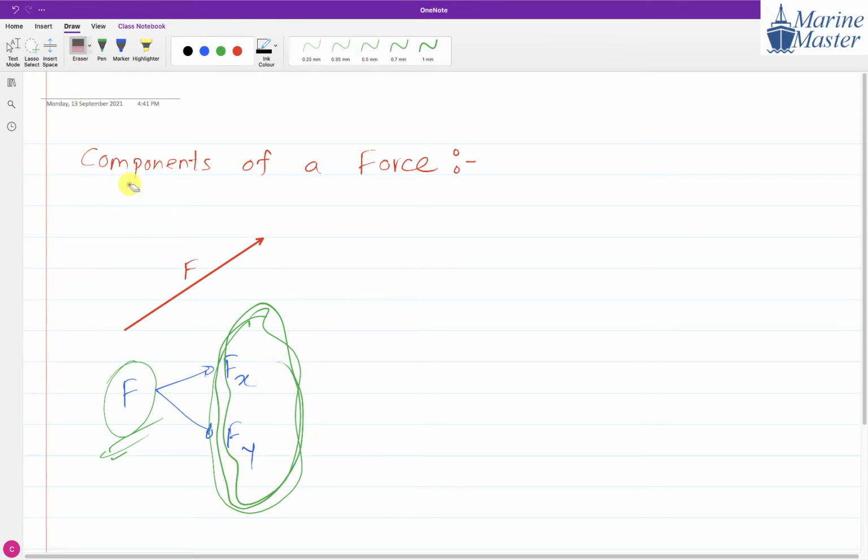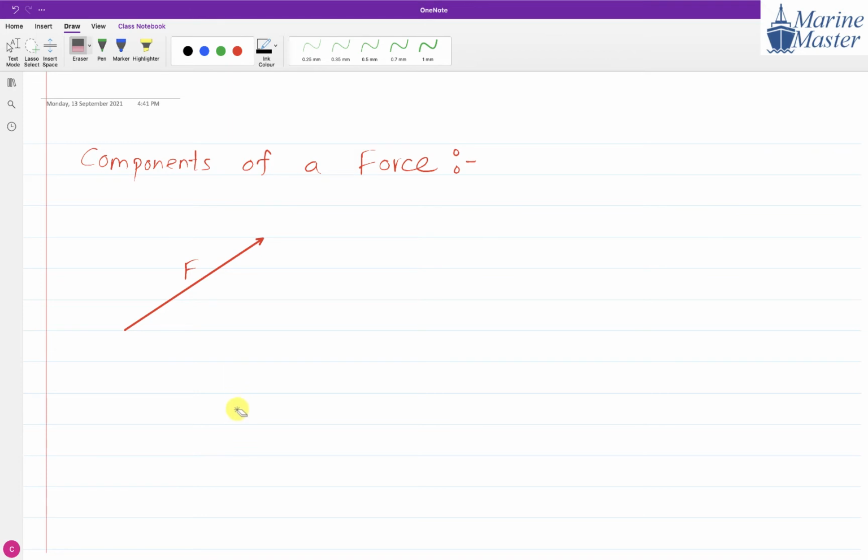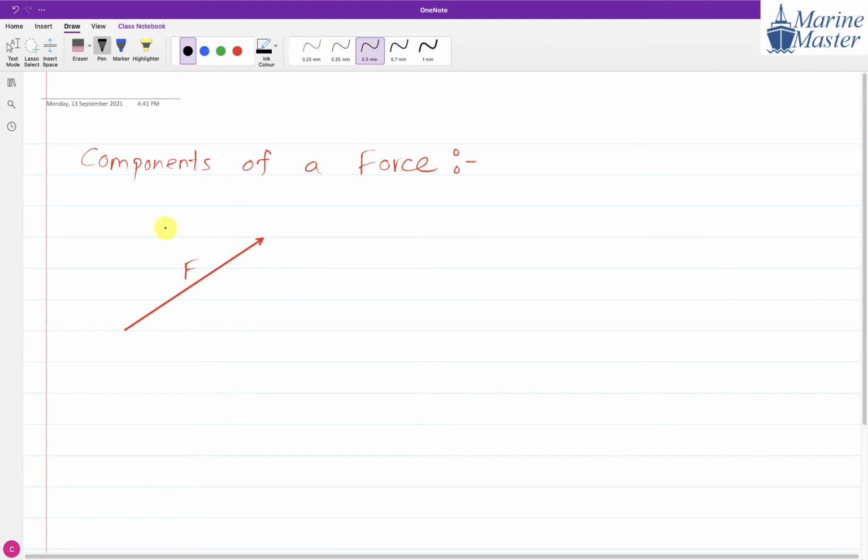Initially you may feel components are very difficult, but once we go further, we will come to know that components make things very easy. Now how to get the components? Very simple. There are 4 ways to get a component. First of all, what are we going to draw? We are going to draw our x-axis.